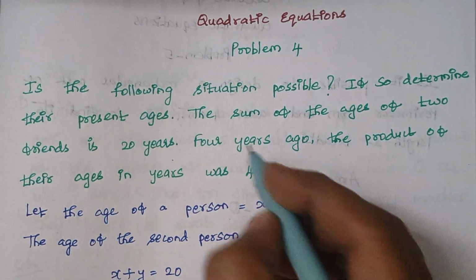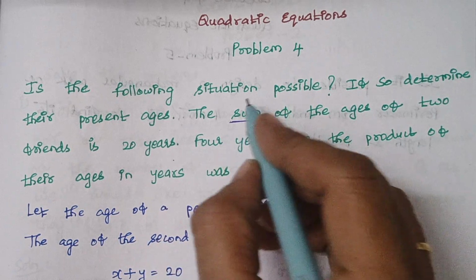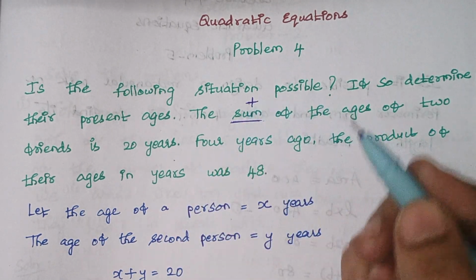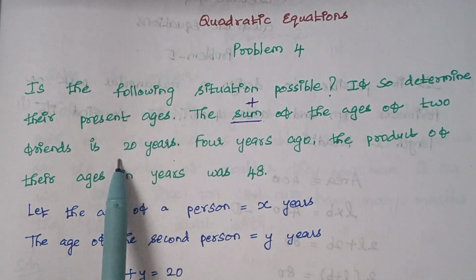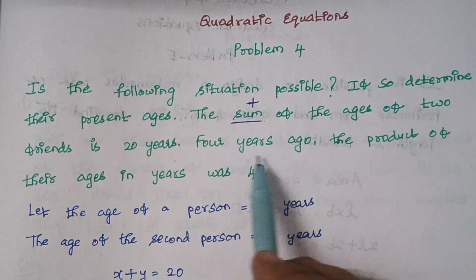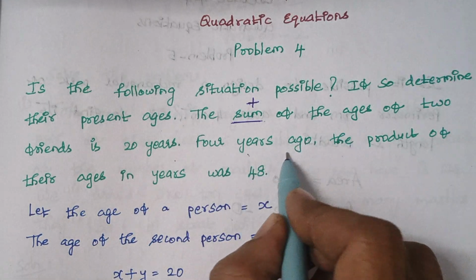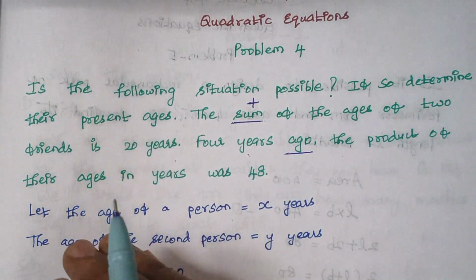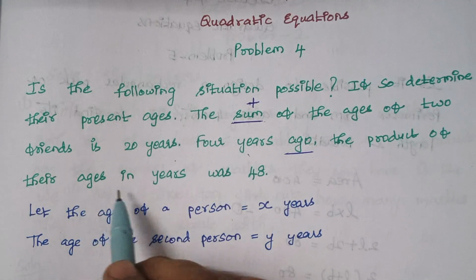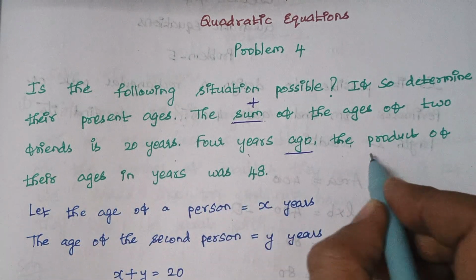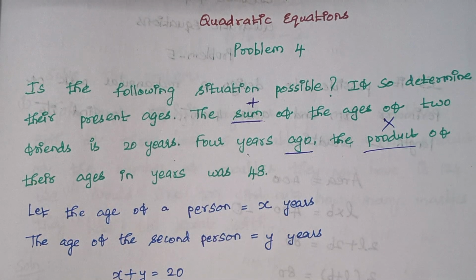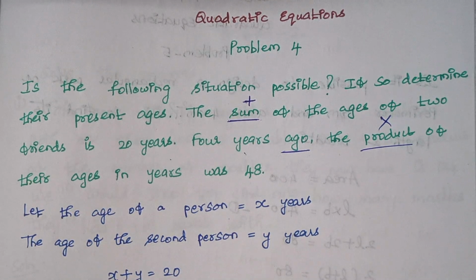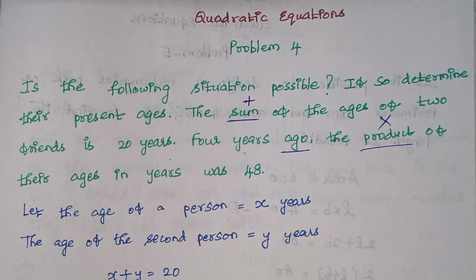So the first thing is the sum of the ages. What do you mean by sum? Here comes addition. When you add the ages of two friends, you get the answer as 20 years. And 4 years ago, what do you mean by 4 years ago? 4 years before, right? The product of their ages in years was 48. What do you mean by product? Here comes the multiplication, right? Now we are going to find the values of ages of these two friends.